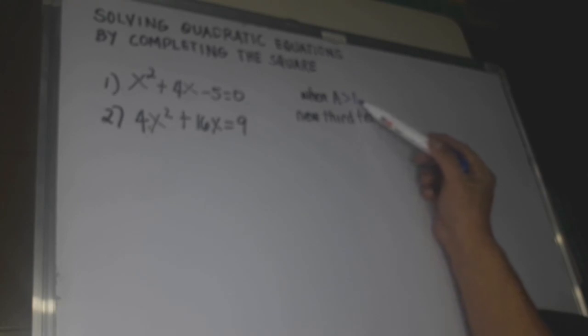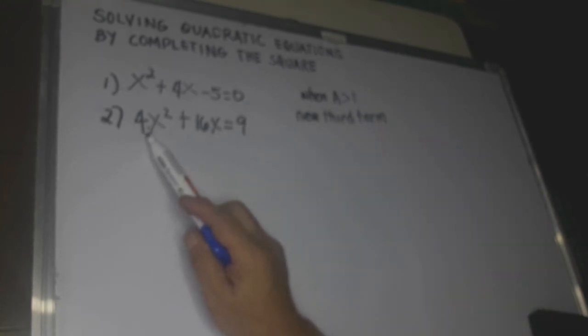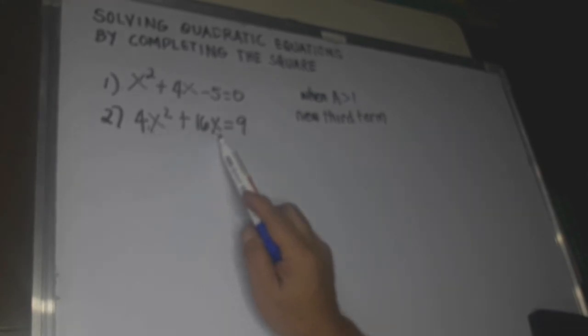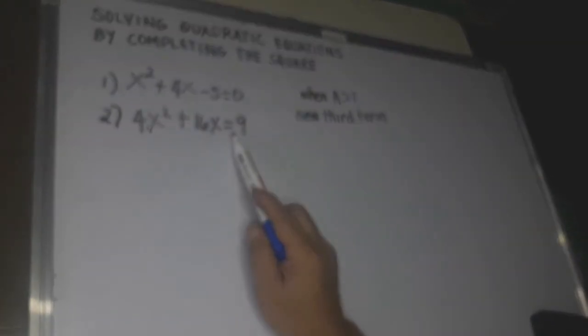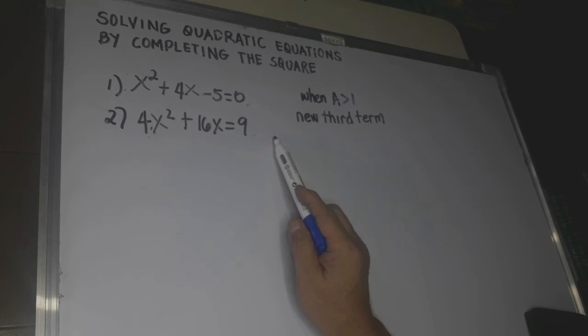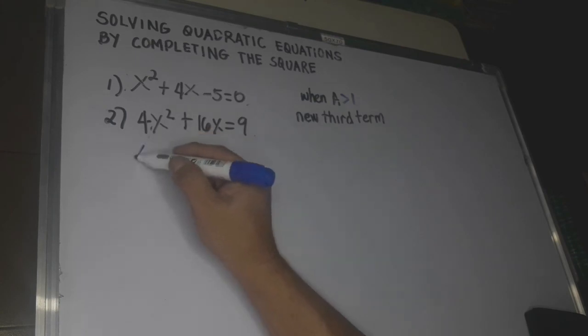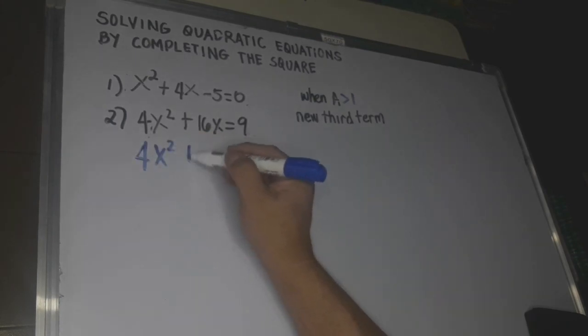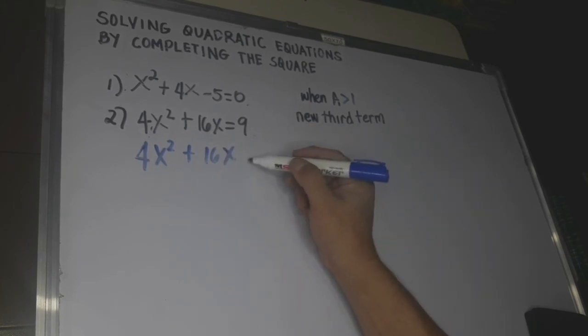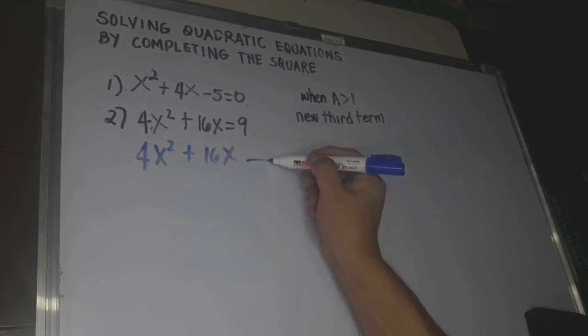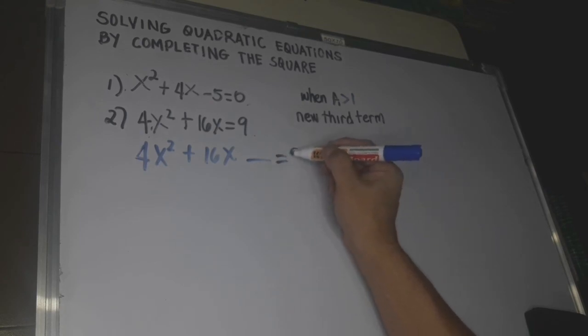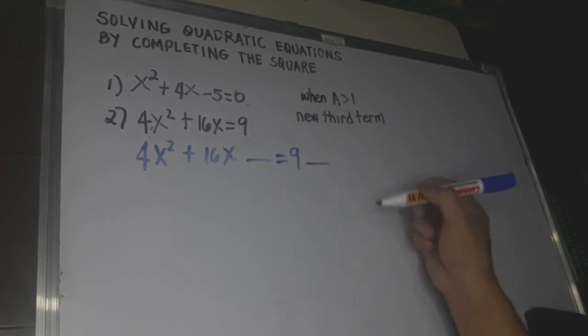When a is greater than 1, then we have to eliminate the numerical coefficient of the first term. But we have to look at the equation. In this equation, the third term is at the right side of the equation. So we don't need to rearrange the terms. So writing the equation, 4x squared plus 16x. Then leave a space for the new third term. Then equals 9 and another space for the new third term.